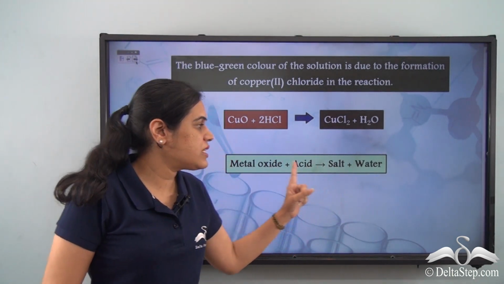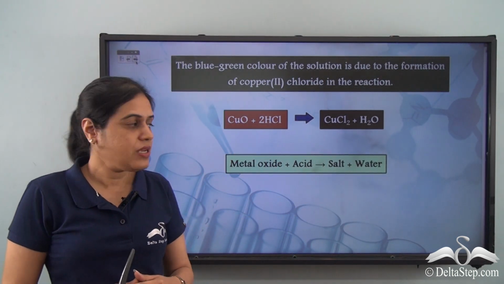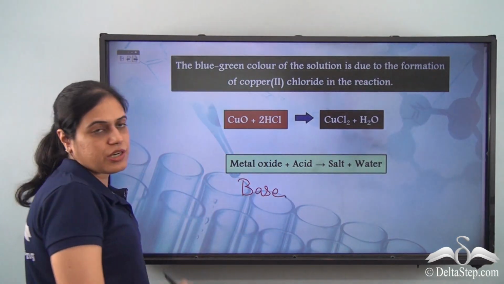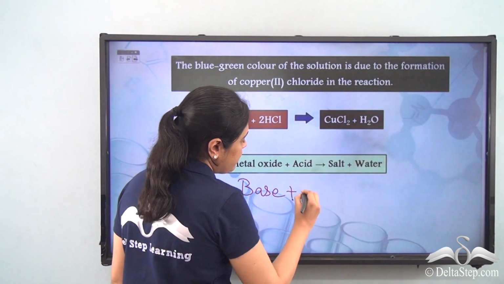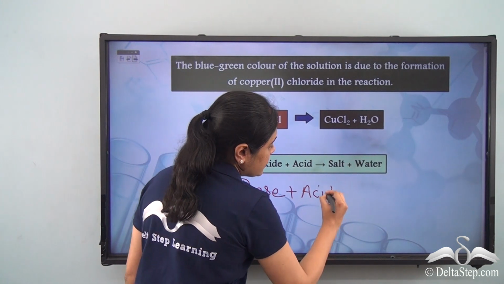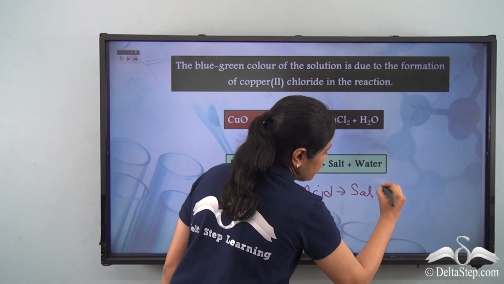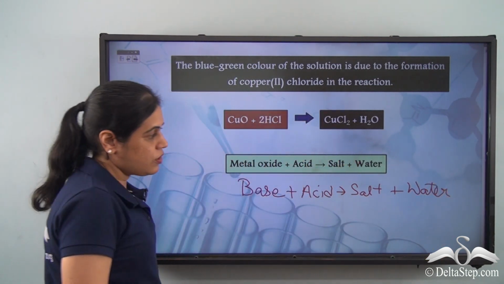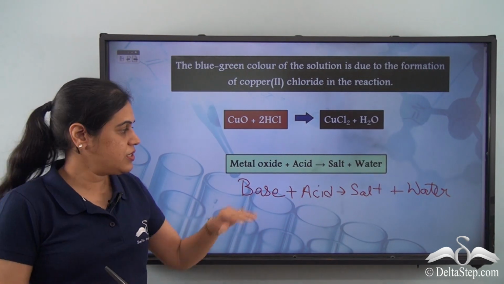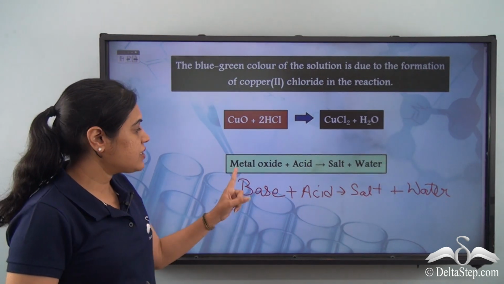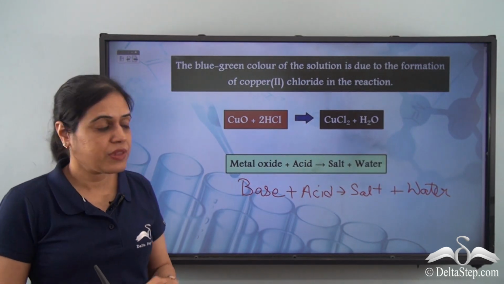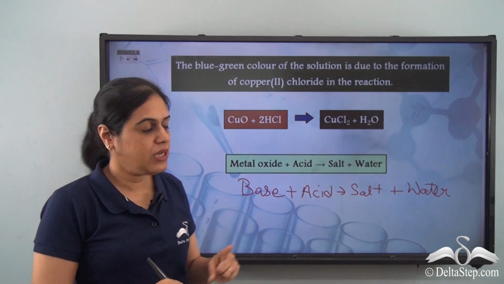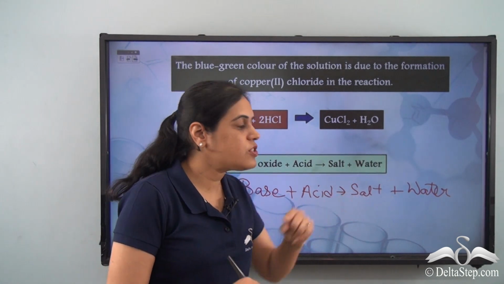Now can you recall some reaction which is similar to this? Well, we did study the neutralization reaction in which we studied base plus acid give us salt plus water. So if you compare these two reactions, these are very similar, just that base is replaced by metal oxide. When metal oxide reacts with acid, they give salt and water. When bases react with acids, they give us salt and water.